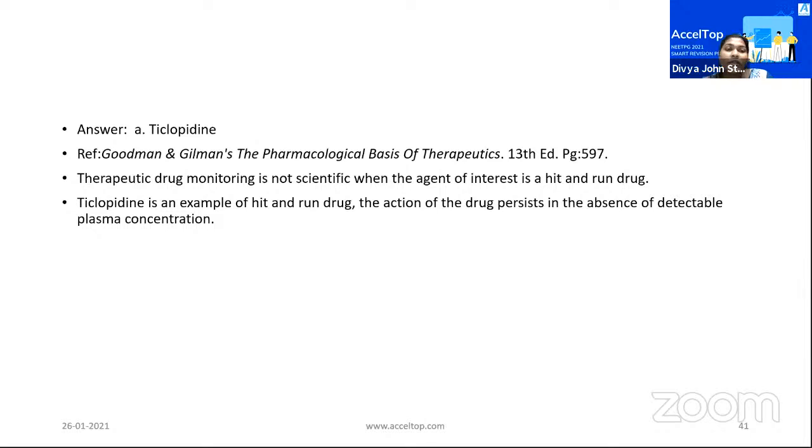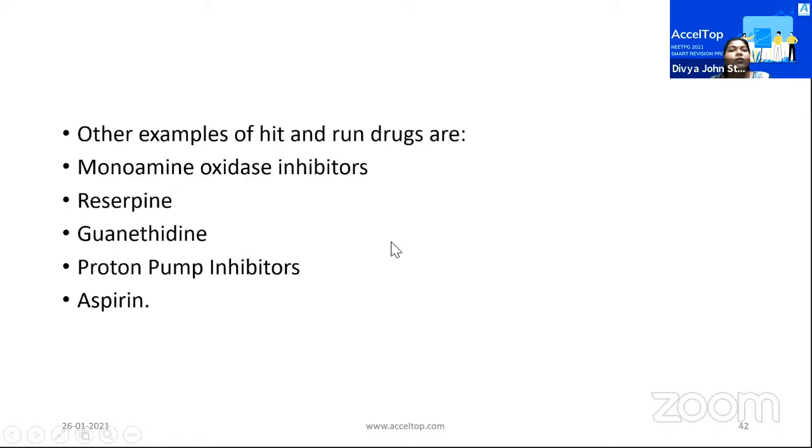Why ticlopidine? Because therapeutic drug monitoring is not scientific when an agent of interest is a hit and run drug, and ticlopidine is an example of a hit and run drug. The action of the drug will persist in the absence of detectable plasma concentration, so your therapeutic drug monitoring is ineffective at this point. The other examples of hit and run drugs are your monoamine oxidase inhibitors, indirectly acting sympathomimetics like reserpine, guanethidine. Then you have proton pump inhibitors and aspirin. All of them can act as hit and run drugs.